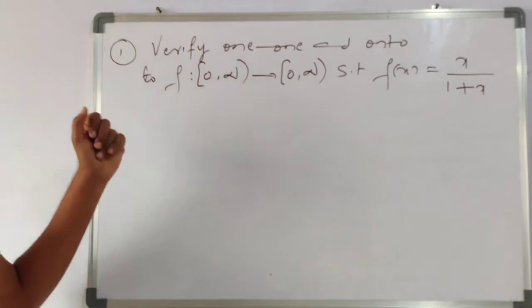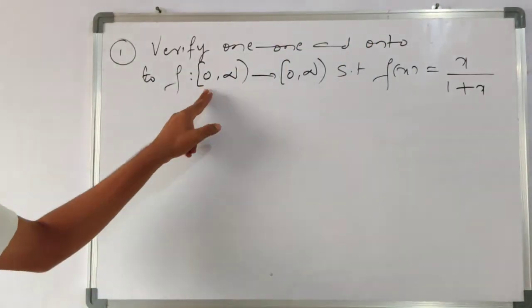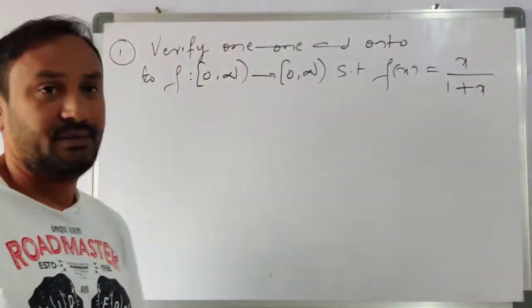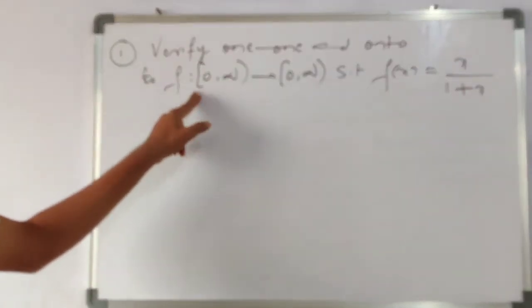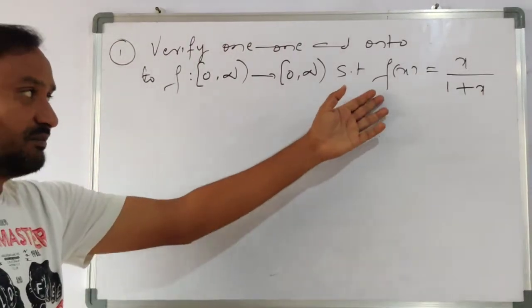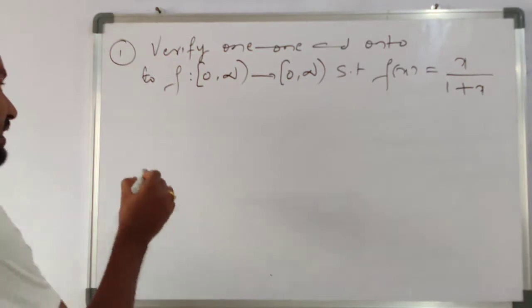So take one problem. Verify one-one and onto on the given domain and codomain, f of x equal to x by 1 plus x. Domain and codomain are equal to 0 to infinity, closed interval at 0. We should complete this problem graphically. First you observe this here.